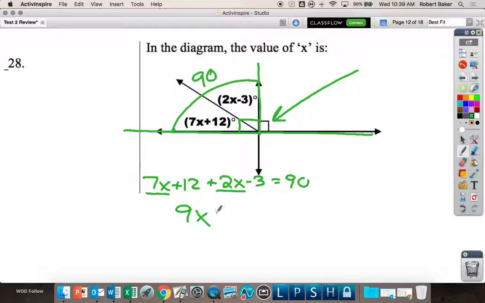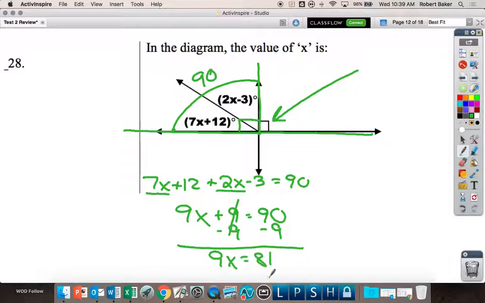12 minus 3. Lots of 9s there. 9x plus 9 equals 9b. Subtract 9 from both sides. Divide both sides by 9. Another 9. So 63 plus 12 is 75. And 24 minus 3. You got 18 minus 3 is 15. So 15 and 75 make 90.